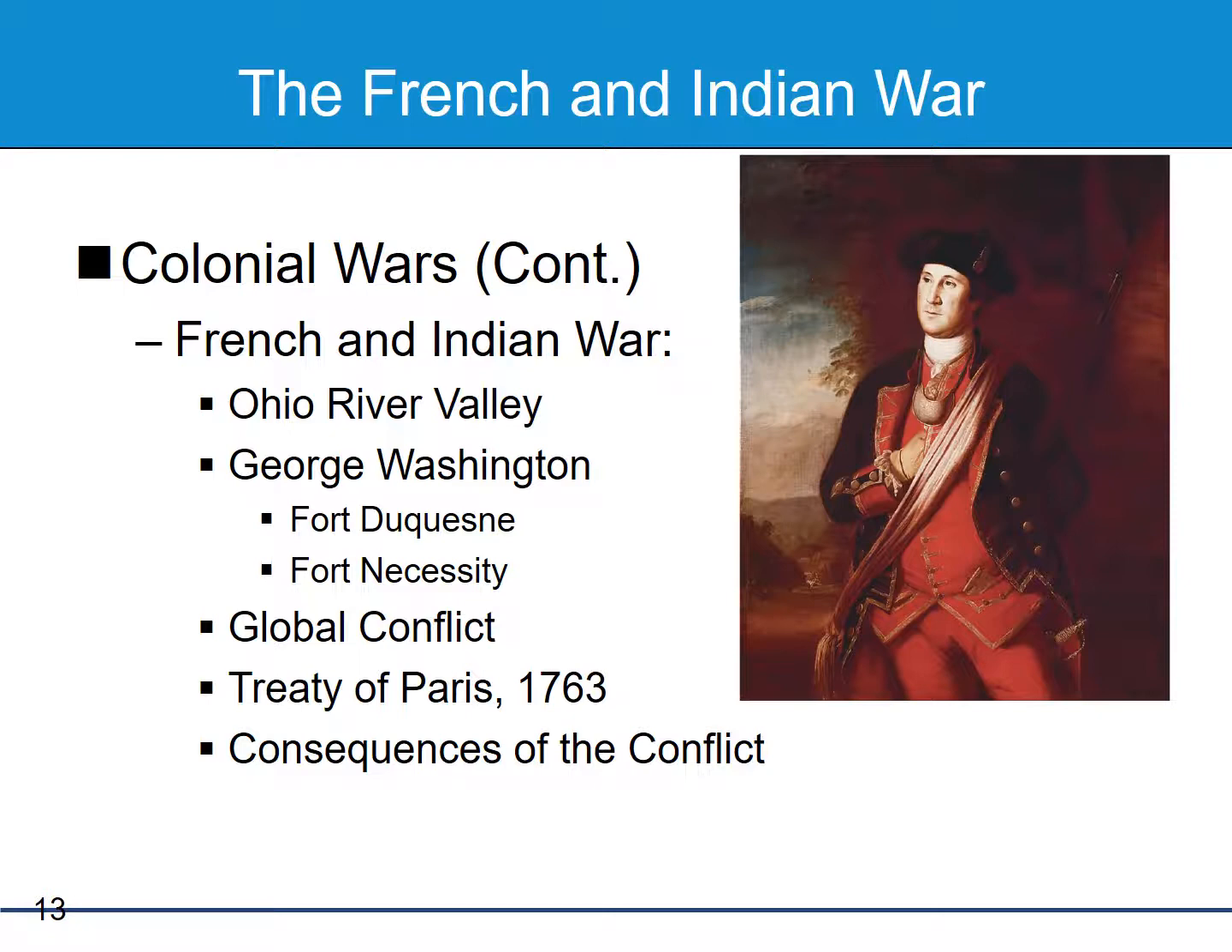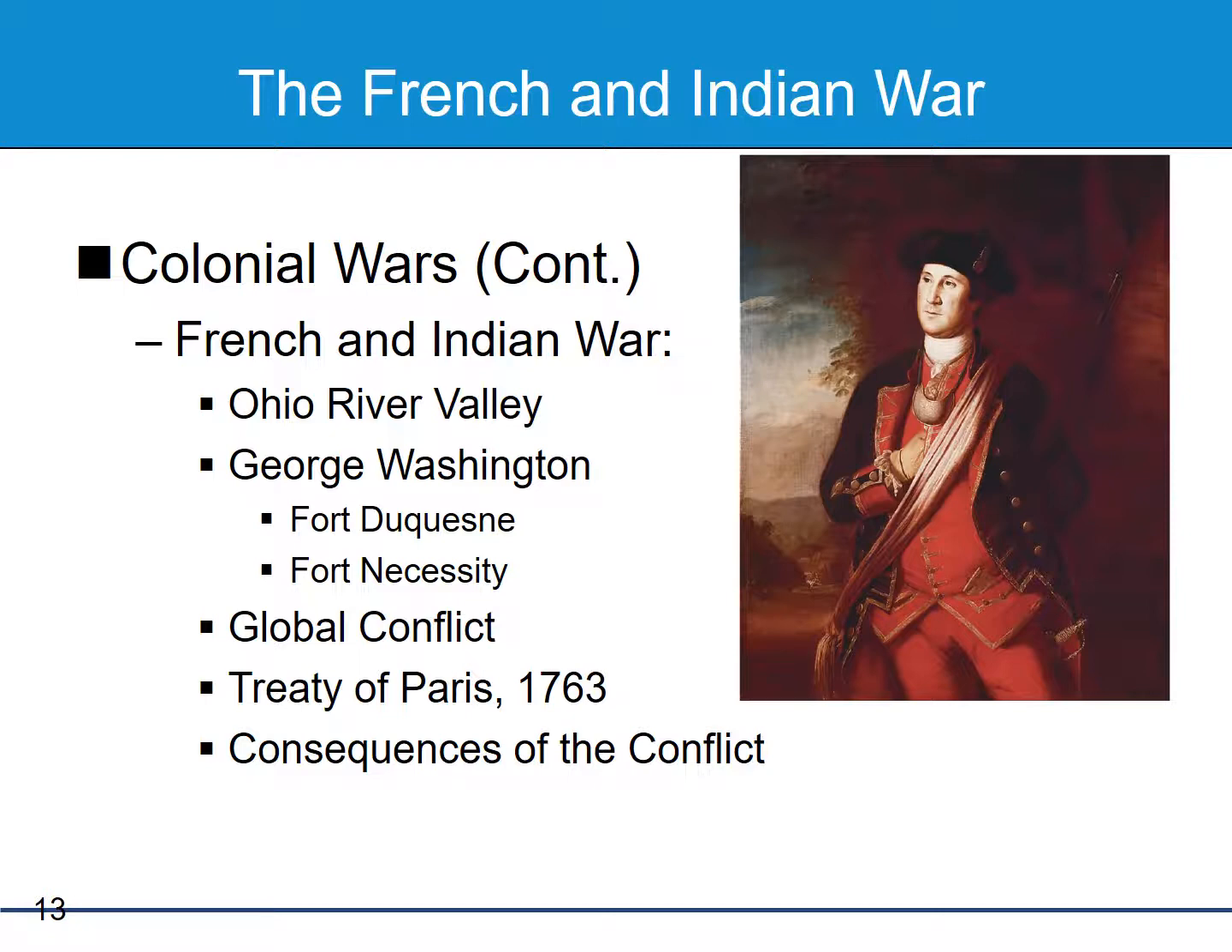As we were saying earlier, the Ohio River Valley was the focal point of the conflict in North America. Who was going to control that? The way it started in North America was that the French had moved into the Ohio Valley and started building a fort there, Fort Duquesne. The English saw this as intrusion into their territory.